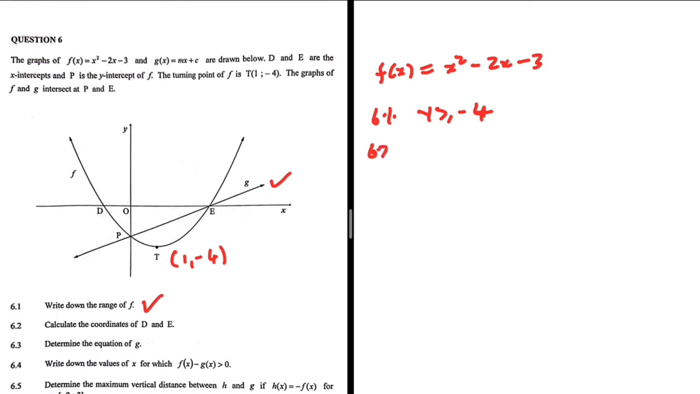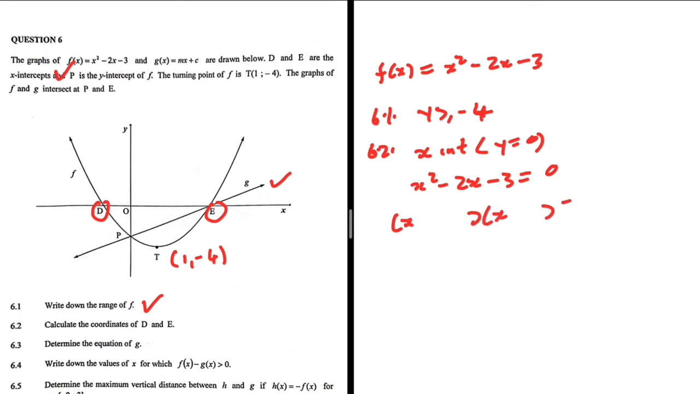And then 6.2, calculate the coordinates of D and E. What are the coordinates D and E? What's special about those coordinates? They are the x-intercepts of f. For x-intercepts, we know fully well that we let y equal 0. So we have x squared minus 2x minus 3 equal to 0. So x and x. Which two factors of minus 3 add to give minus 2? That is minus 3 and plus 1. So x equals 3 or x equals minus 1.